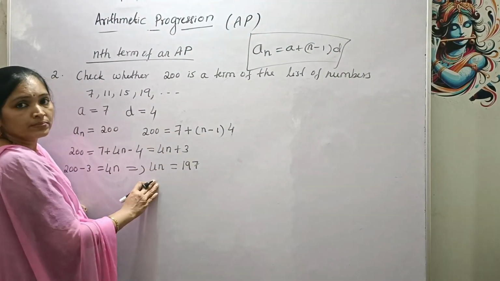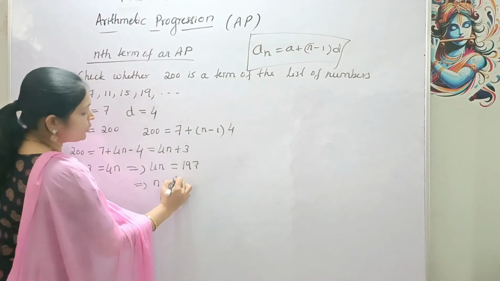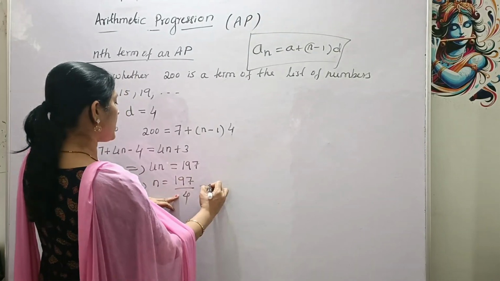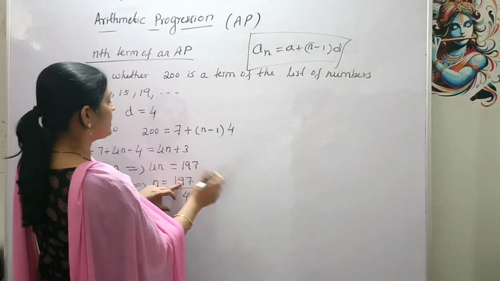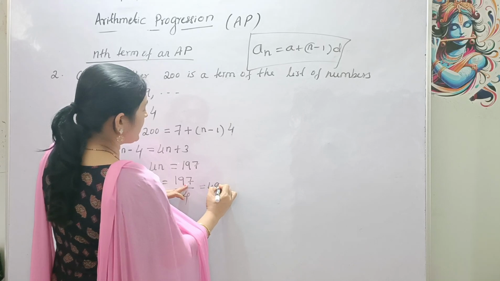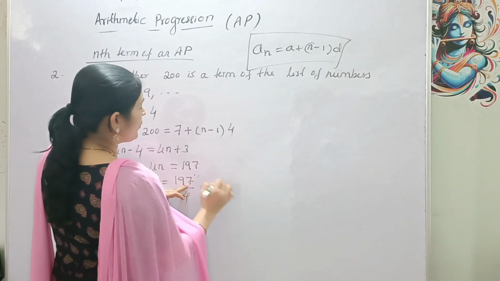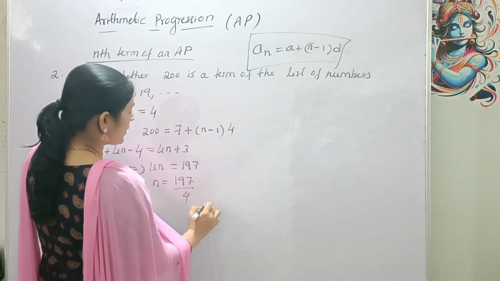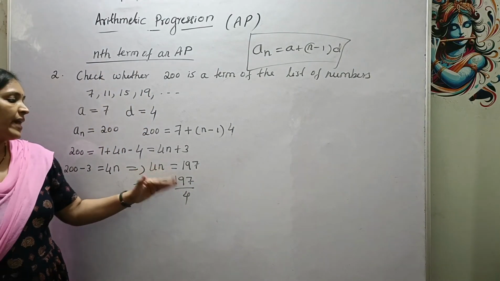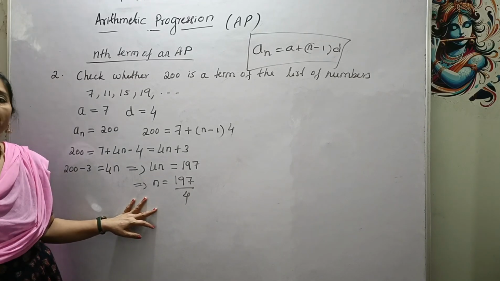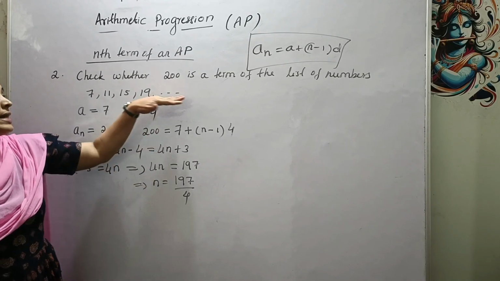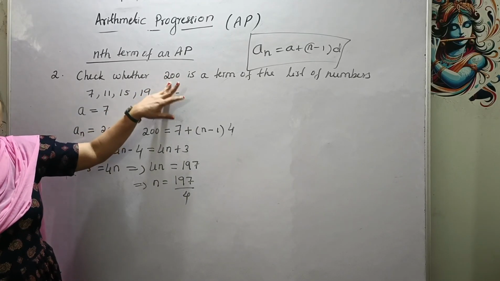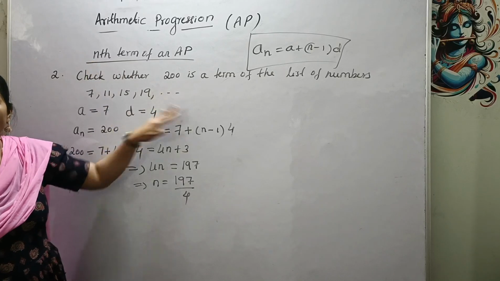Is it a multiple of 4? Let's take n is equal to 197 divided by 4. 4 4s are 16, 37. 4 9s are 36, 1 is remaining. So we will get a fraction. Therefore, it's not a whole number. 197 divided by 4 is not a whole number. Therefore, there is no term as 200. 200 is not a term of this AP.